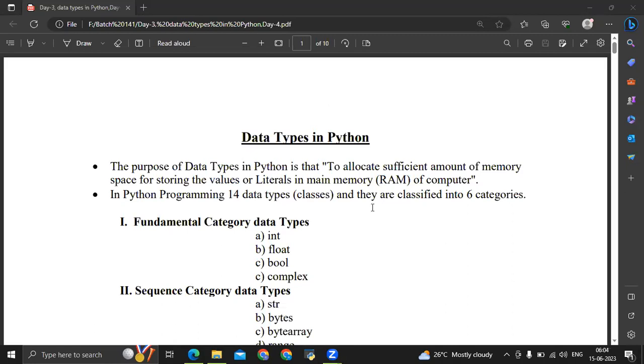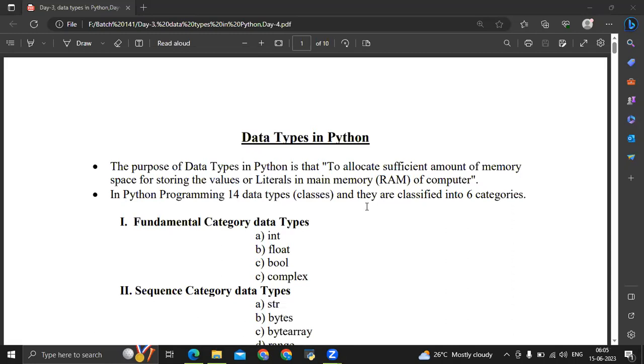Student, when we talk about data types, what is the purpose of this? What does the data type do? It allocates a sufficient amount of memory space for storing the values or literals in the main memory, that is RAM of the computer. We all know RAM is the main memory of the computer. In Python programming, we have 14 data types. They are also known as classes, and they are classified in 6 categories.